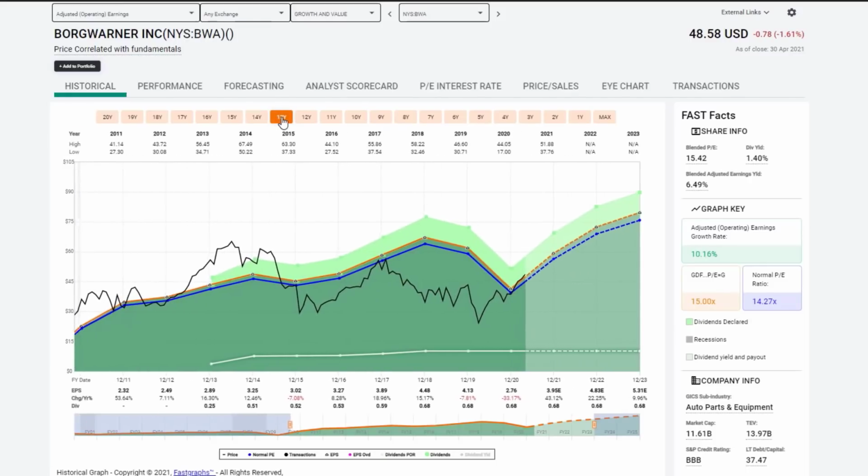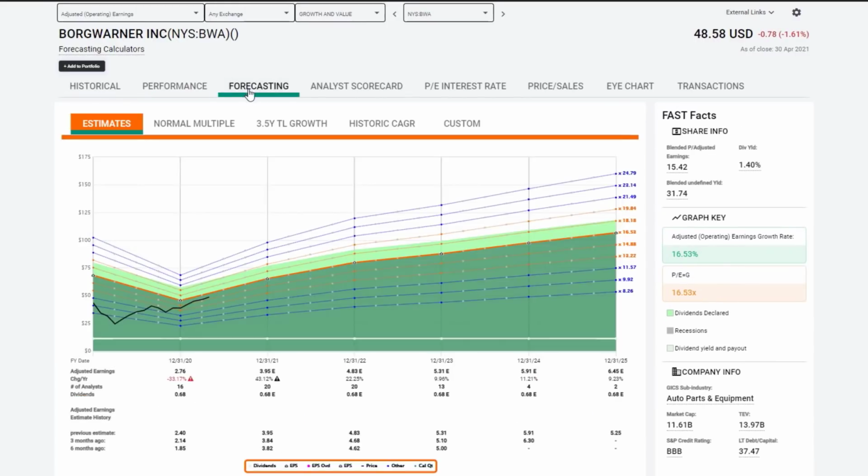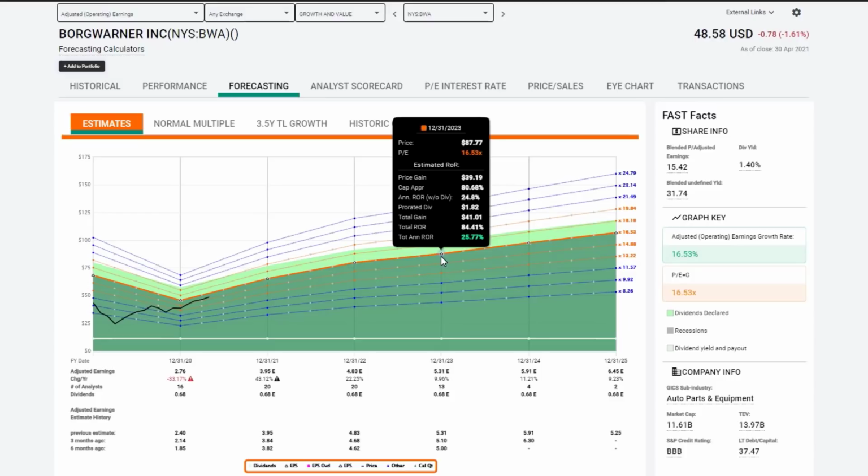But if I shorten this time frame significantly, it does get me above my 10% threshold that I'm looking for. From a standpoint of forecasting, it does have a nice forecast growth rate of about 16.5%, but that's going out almost 5 years. If I limited it to just 2023, it would be closer to 18%.